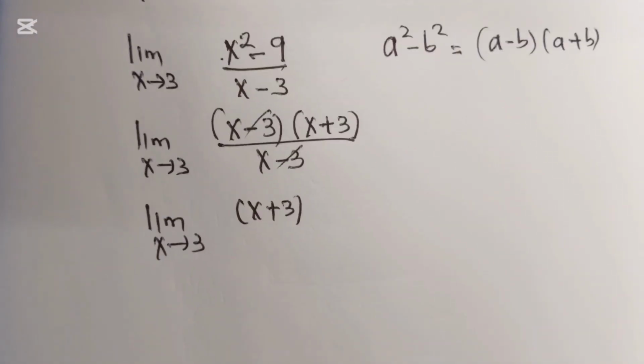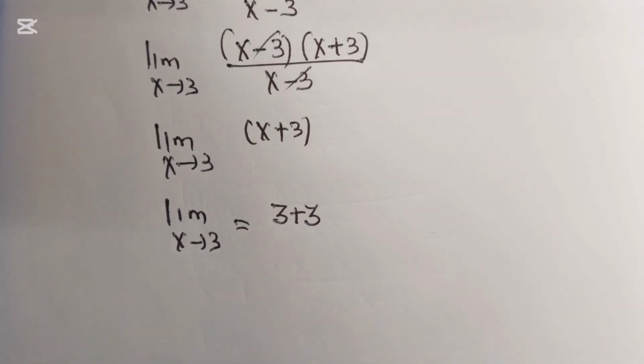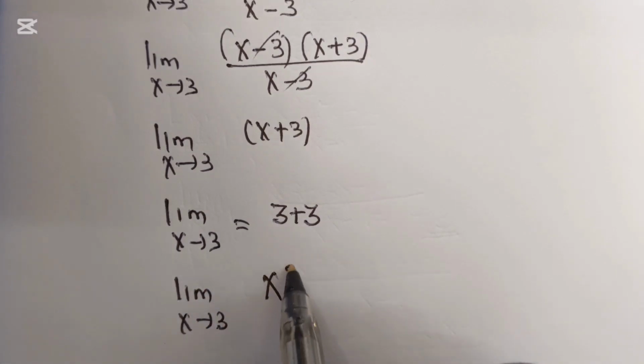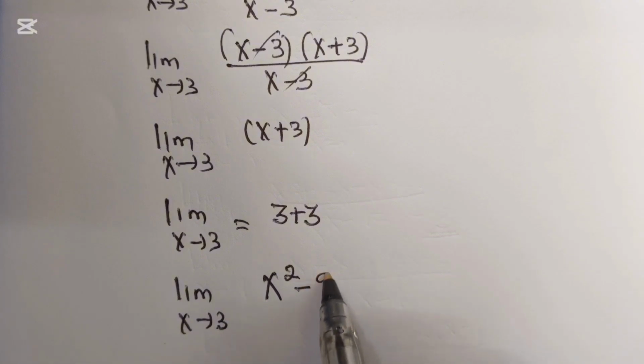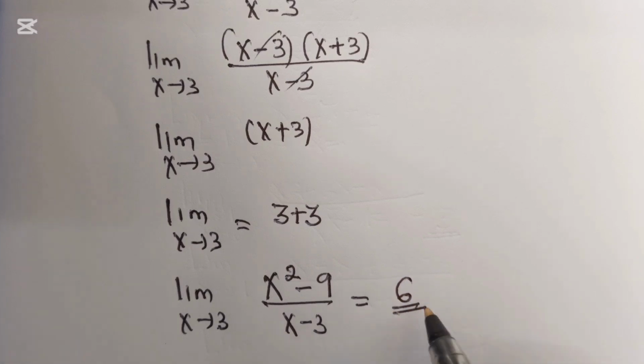The other thing we're going to do is replace the value of x you have here, limit of x approaching 3 equal to 3 plus 3. Then limit x approaching 3 of the function x squared minus 9 over x minus 3 equal to 6.